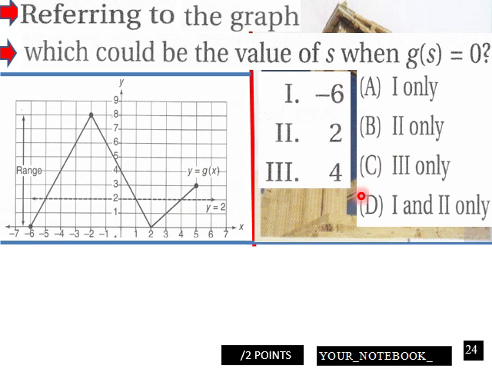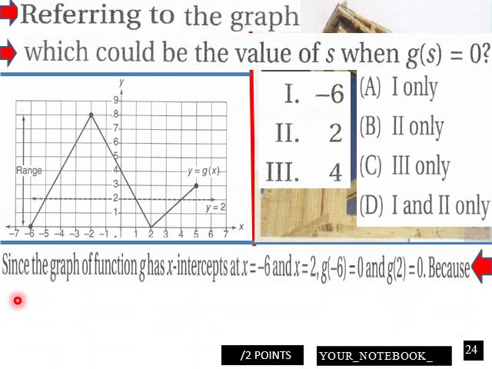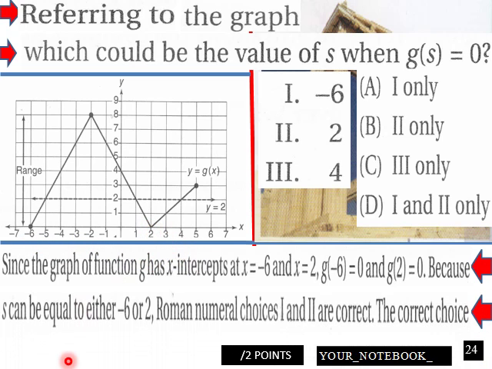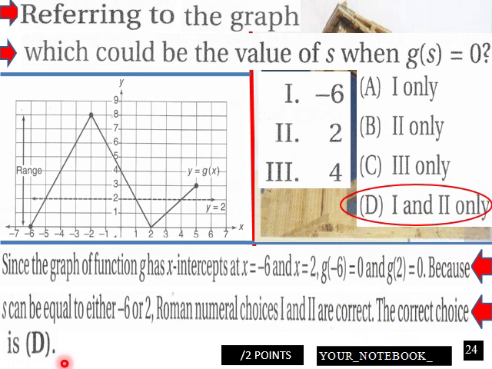The choices are 1 only, 2 only, 3 only, 1 and 2 only. Since the graph of function g has x-intercepts at x equals negative 6 and x equals 2, g of negative 6 equals 0 and g of 2 equals 0. Because s can be equal to either negative 6 or 2, Roman numeral choices 1 and 2 are correct. The correct choice would be D in this case.